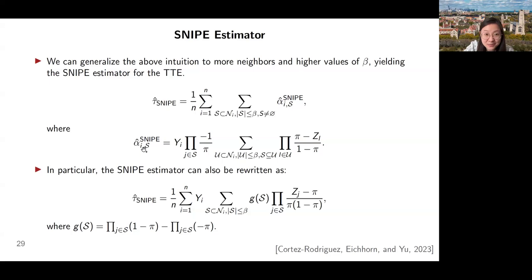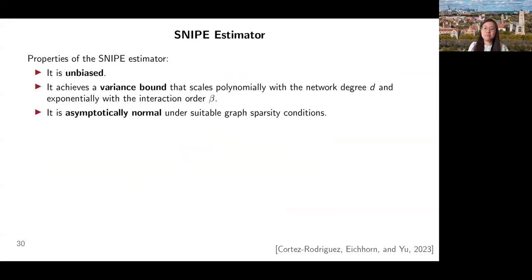So this SNIPE estimator, we could also reorganize it, and it becomes this estimator that looks like this. It's basically a weighted average of the outcome, and the weight takes this slightly complicated form that has something to do with the treatment. Okay, great. So in this Cortez et al. 2023 paper, they also show nice properties of the SNIPE estimator. They show that this is an unbiased estimator. It has a nice variance bound that scales polynomially with the network degree and exponentially with the interaction order beta. And there's an n in the denominator, I forgot to mention. Under some network sparsity conditions, this estimator is consistent and asymptotically normal. Okay, great.